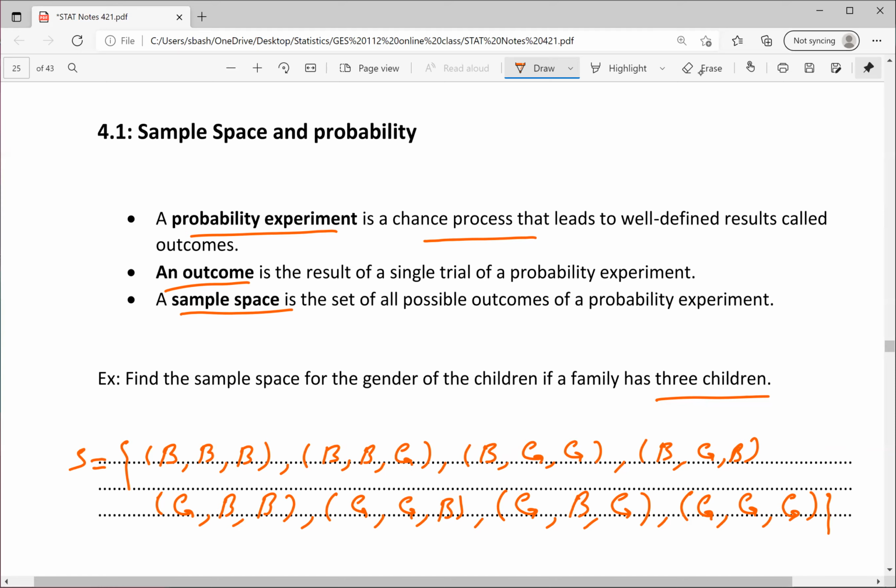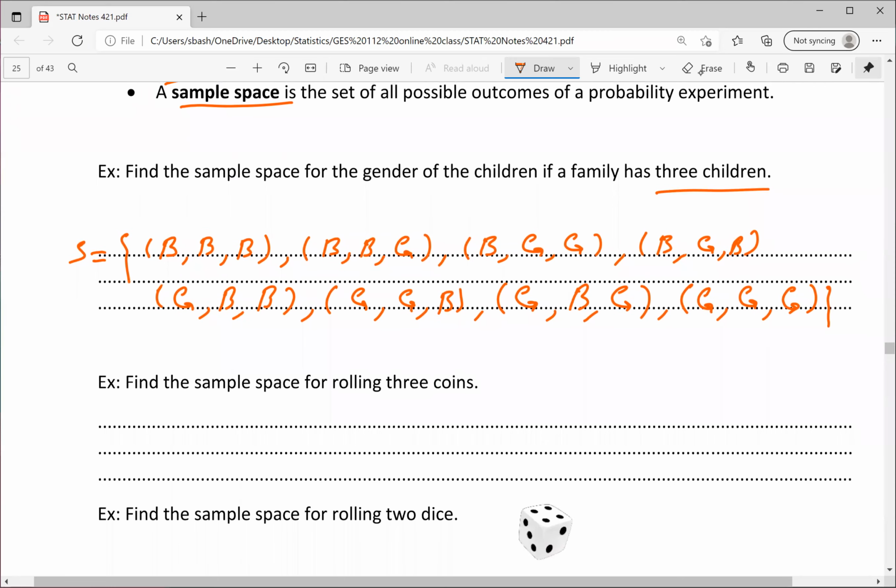Let's have another example. Find the sample space for rolling 3 coins. We know that a coin will be either head or tail. So the sample space in this case will be: the first one might give me head, the second one head, the third one head. So this is the first possible outcome.